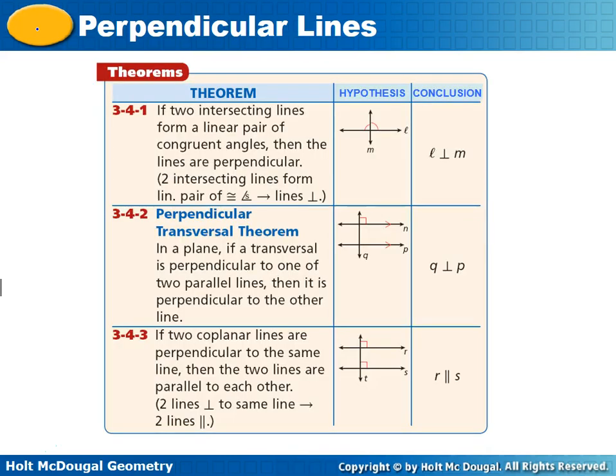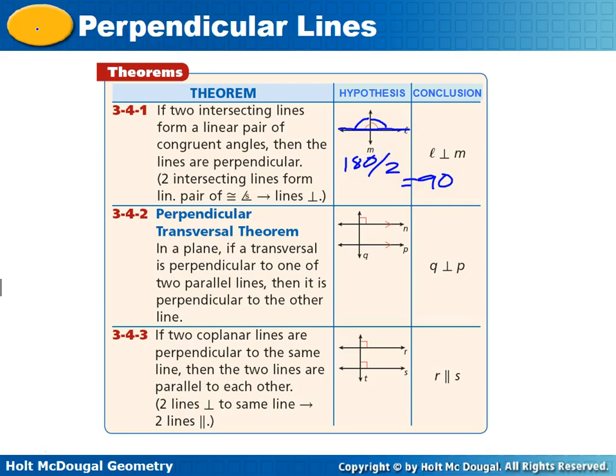All right, let's go through these three theorems here. So if two intersecting lines form a linear pair of congruent angles, then the lines are perpendicular. What I asked my students today was, what's 180 divided by 2? That's 90. So this is 180 because it's a straight line. And then if we know that these two angles are congruent, then we would do 180 divided by 2, and we know that that's 90. Well, if both of those angles are 90-degree angles, then we can say that those two lines are perpendicular.